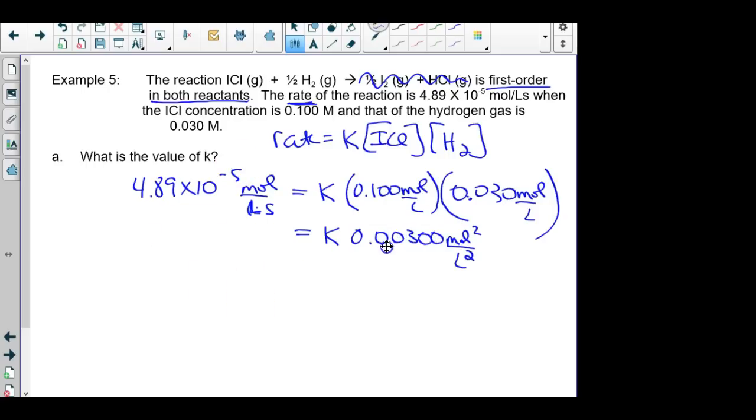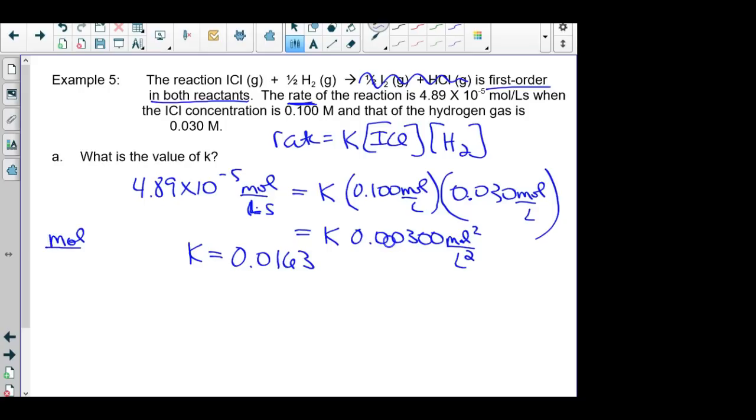I'm going to divide both sides by 0.003. So 4.89 times 10 to the negative 5th, divided by 0.003. So I get K to be 0.0163. Okay? And when we bring these over, let's talk about the units for just a moment.